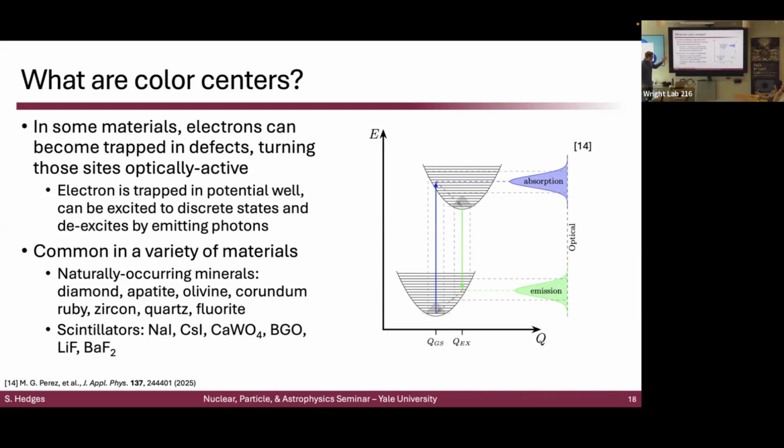This is actually surprisingly common. It occurs in a number of naturally occurring minerals, such as diamond, olivine, quartz, and the other one shown here. And it also happens in a lot of very common scintillators.